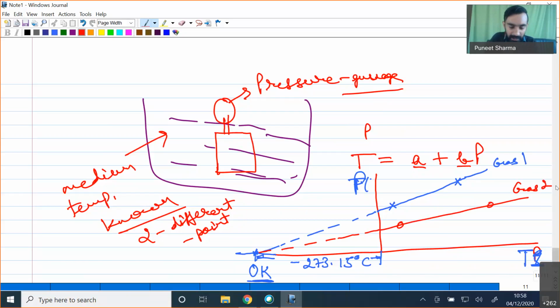Apart from gas 2, if I go with any other combination of gases, I will find that at this absolute point where the absolute pressure is equal to 0, we get the same value of temperature every time. Okay, so this is for some other gas 3.